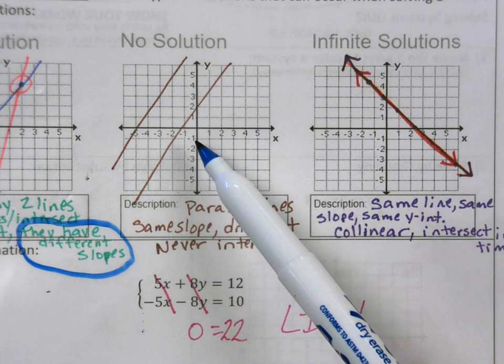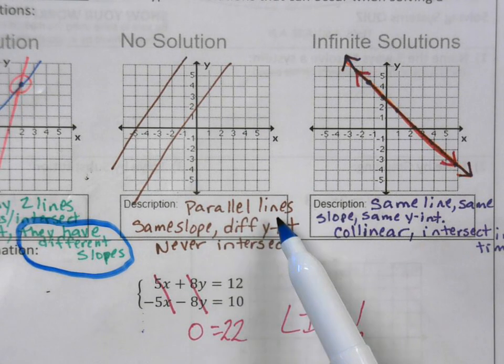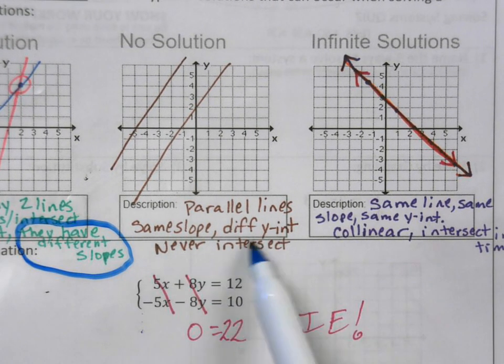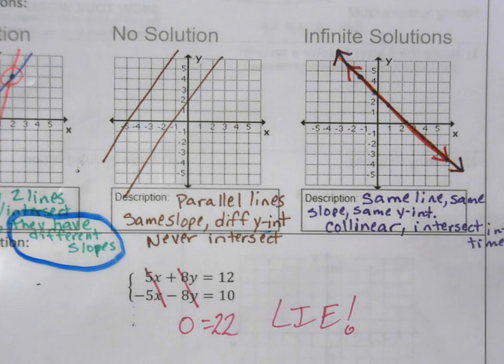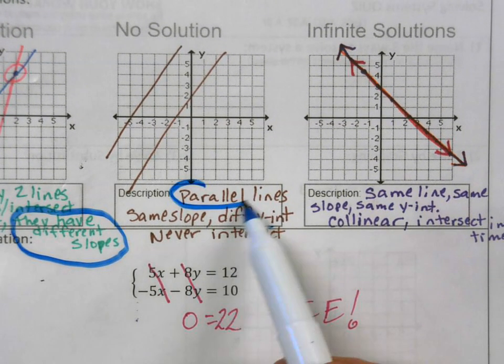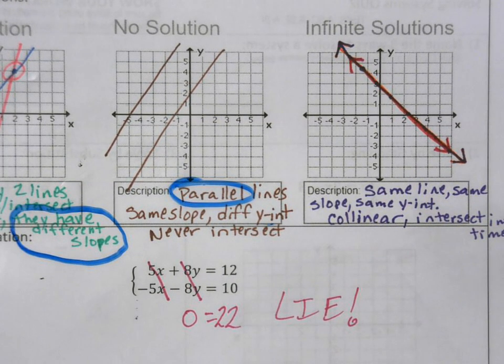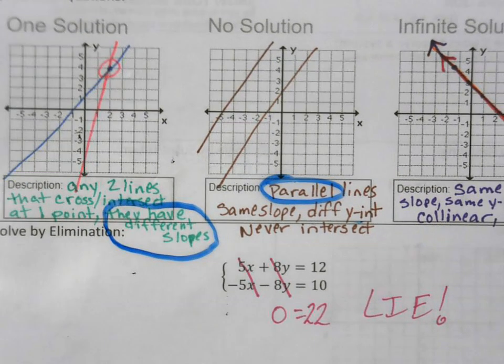If there is no solution, then I should have seen two parallel lines drawn. In the description, it should say parallel lines or something about same slope, different y-intercept, that they never intersect. Parallel lines was a key term I was looking for. Over here, intersect at one point would have also worked.